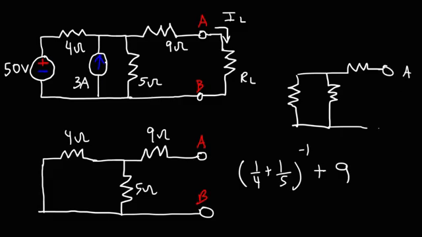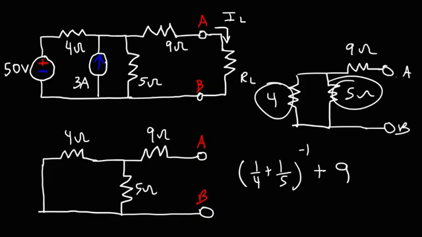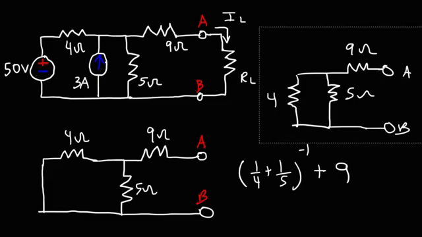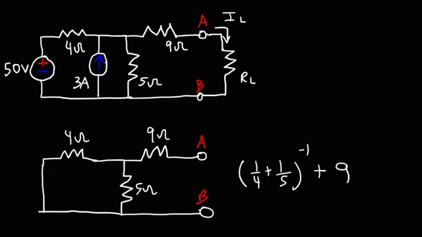So this is point A, and this is point B. So here's the 9 ohm resistor, this is the 4, and this one's the 5. So now you can see that these two are parallel to each other, but in series with the 9. So the Thevenin resistance is going to be, you should get 11.2 repeating. So that's the Thevenin resistance.